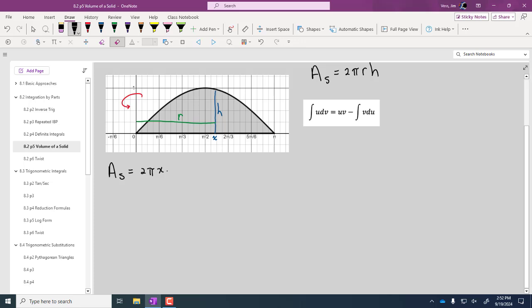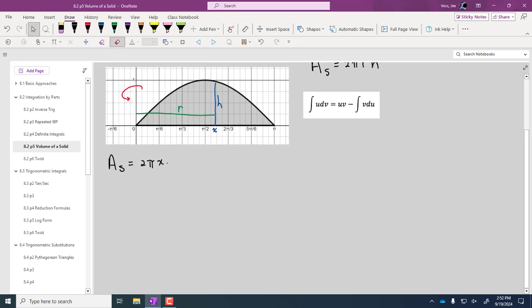And what is the height? Sine of x. So there is our area function. That area function tells us the area of the cylinder at x radians. If we plugged in our extremes like 0 or pi, we should get 0, and we do. Sine of pi is 0, sine of 0 is 0.